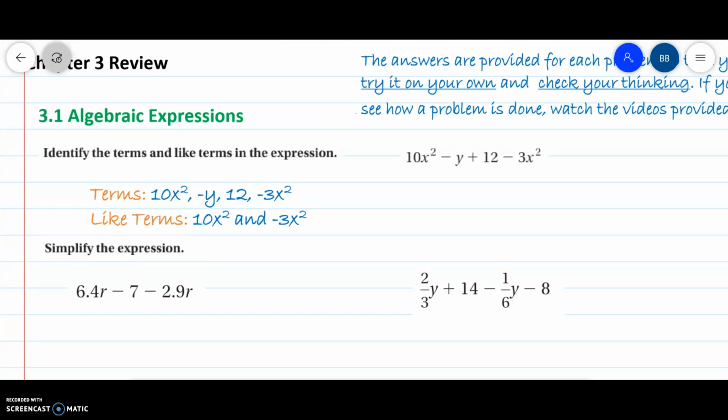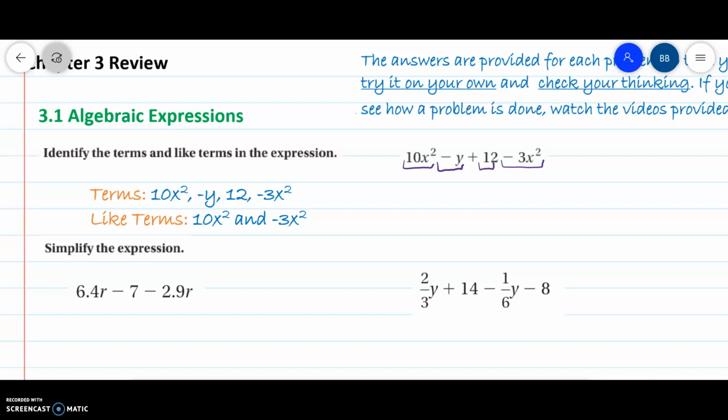So the terms would be 10x squared, and then it's important, the real key here is to remember that the sign in front of each number or variable is part of that term. So we would think of this as a negative y, a positive 12, and then a negative 3x squared. So you can see those terms are listed there.